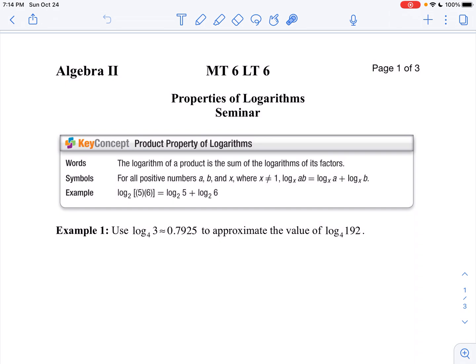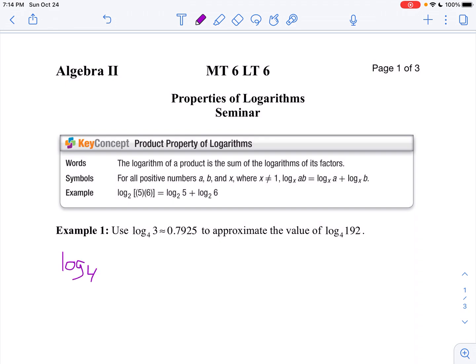So I want to use the fact that the log to the base 4 of 3 is 0.7925, and I want to approximate the value of log to the base 4 of 192. So what I'm going to do is write 192 as a product of two numbers. And I'm going to use 3 because that's my hint. So I'm going to say this is the same thing as the log to the base 4.